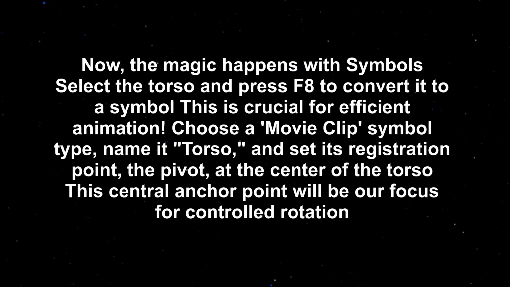Now, the magic happens with symbols. Select the torso and press F8 to convert it to a symbol. This is crucial for efficient animation. Choose a movie clip symbol type, name it torso, and set its registration point, the pivot, at the center of the torso. This central anchor point will be our focus for controlled rotation.